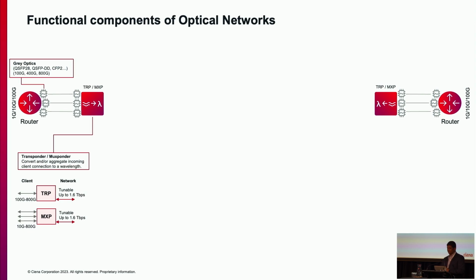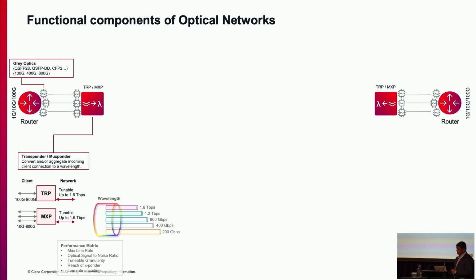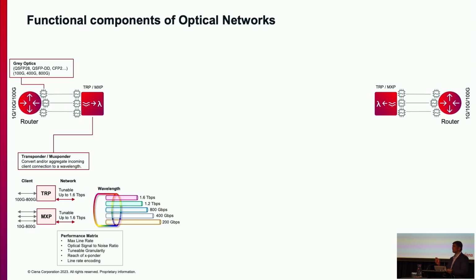The muxponders and transponders can be tuned to different frequencies on the C band or the L band, and can be tuned to different line rates, right from 200 gig all the way to 1.6 terabit. So you don't have to run the transponder at the highest speed. You can run it based on the speed and reach that you need to achieve in the network. So when we talk about a photonic network, we are talking about analog.